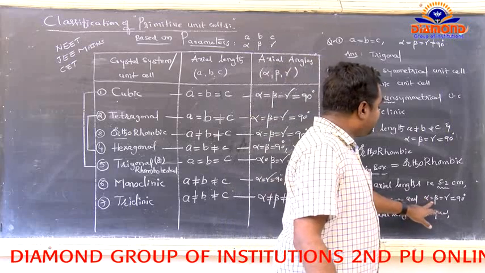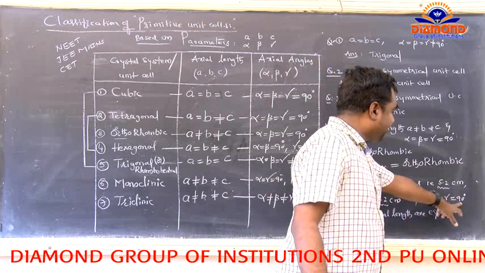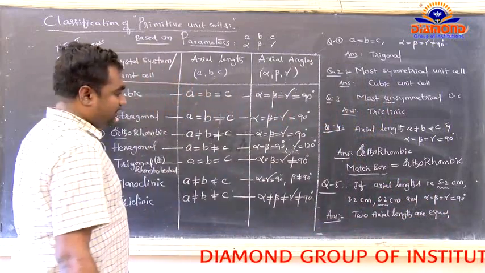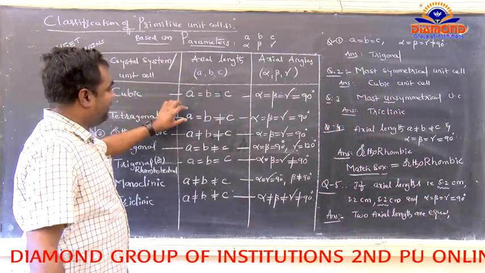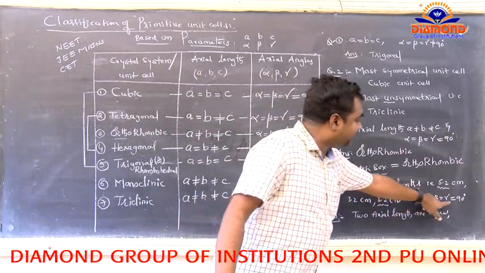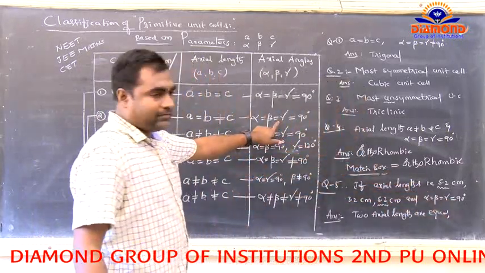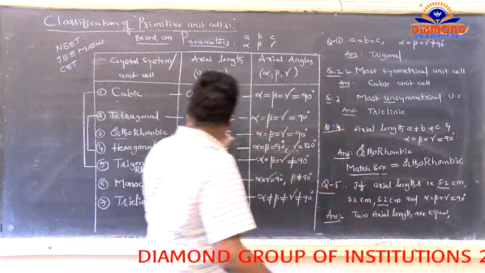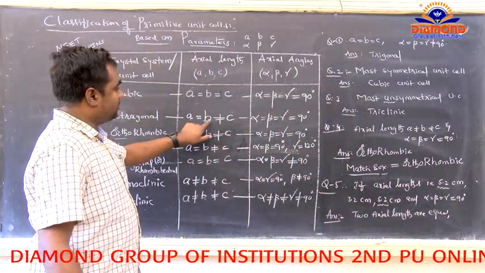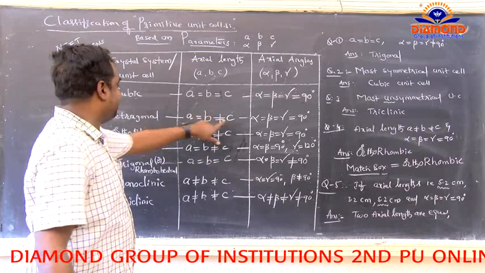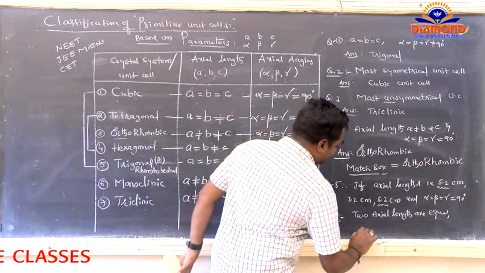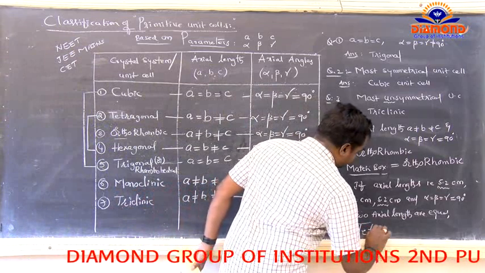and alpha is equal to beta is equal to gamma is equal to 90. So what's the condition here? Two axial lengths are equal, belonging to a is equal to b, and the third one is different, with alpha, beta, gamma equal to 90 degrees. So this example belongs to the tetragonal. So what's the answer? The tetragonal.